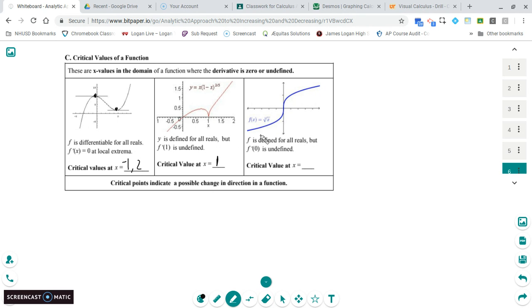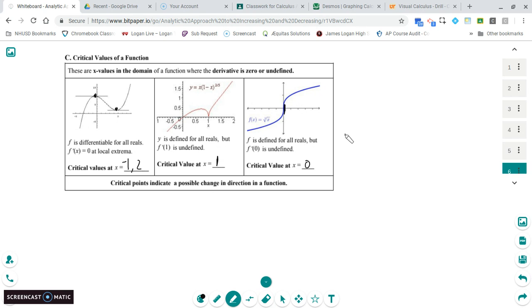And then in this last picture, I have a cube root function, and it has a vertical tangent at the origin. And so the first derivative would not be defined there. And so it has a critical value at x equals 0.